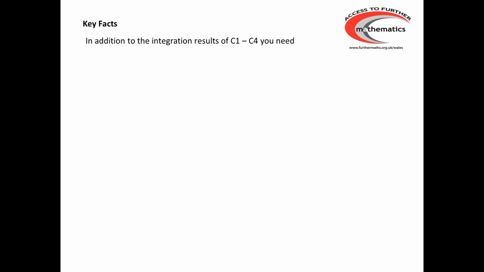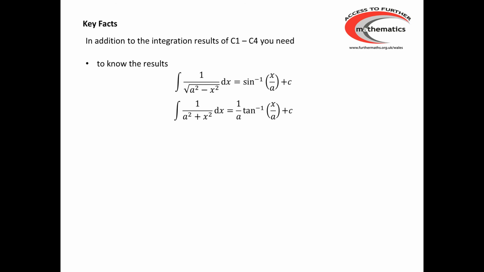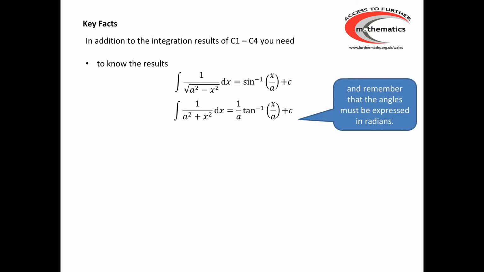So the key results that we need are the two inverse trig results, and we must remember that if it's a definite integral that we are using radians for the angle measurement. We must be able to use partial fractions, and the work on partial fractions has been looked at in an earlier video in this series and is not considered in this video.